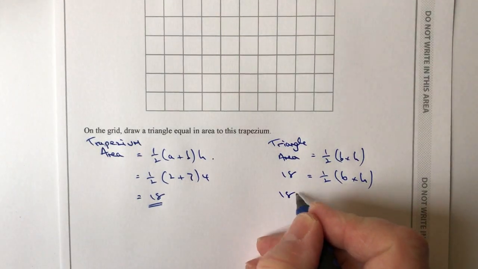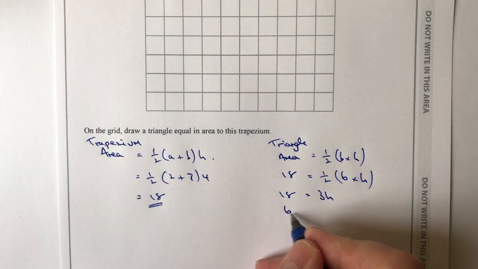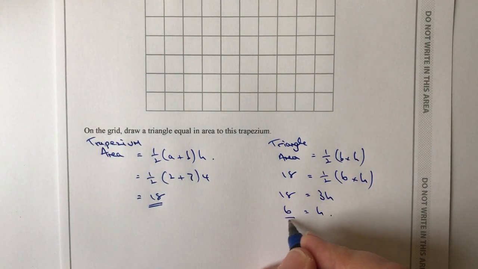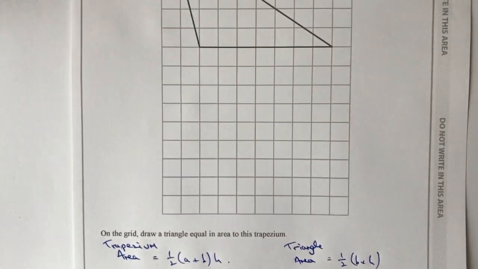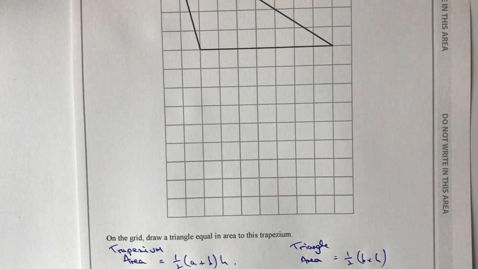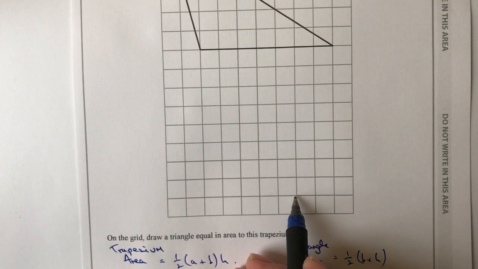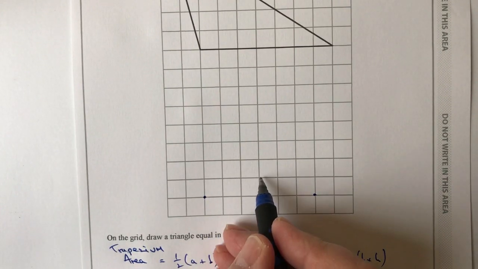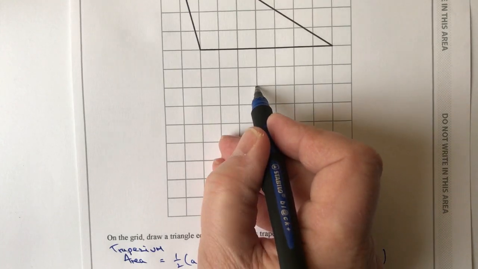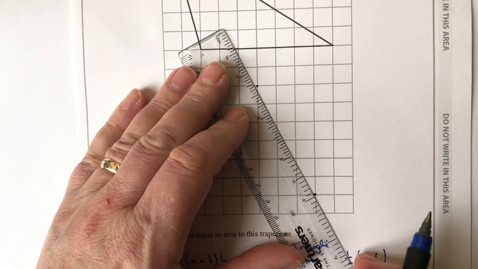So what I've got now is 18 equals 3h. So if I want to work out the height of the triangle, it would be 18 divided by 3, so that's going to be a height of 6. So now I've got my triangle with a height of 6 and a base of 6, and it just makes the actual drawing a little bit easier to do on the grid. So the base is going to be along 6, so 1, 2, 3, 4, 5, 6, so that's from there to there, okay, and then it's going to be a height of 6, so 1, 2, 3, 4, 5, 6, so it's up to there, and then basically draw all of those lines connected, and I should have a nice triangle.